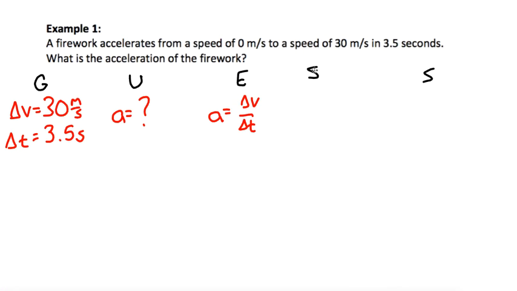The first S stands for substitute. We have givens. We know what these numbers are for these symbols. We're going to plug in these numbers into the symbols in our equation. So acceleration is equal to delta V, which is 30, divided by delta T, which is 3.5.